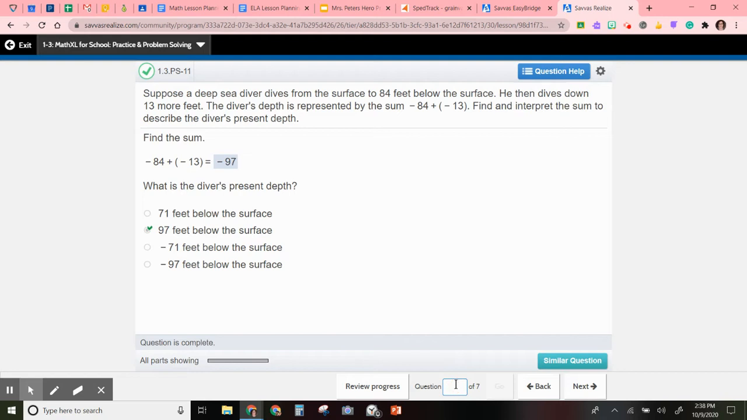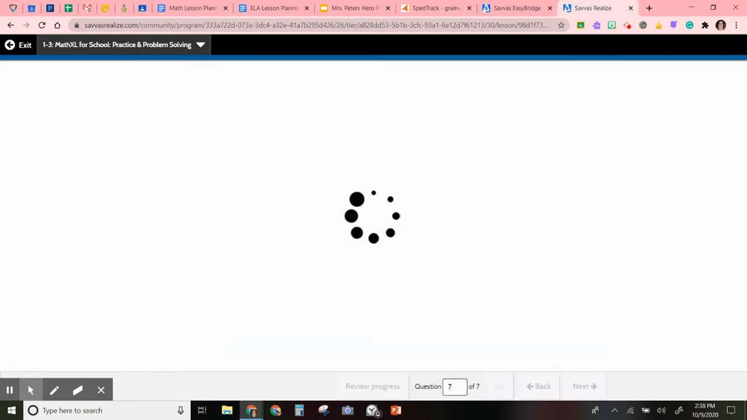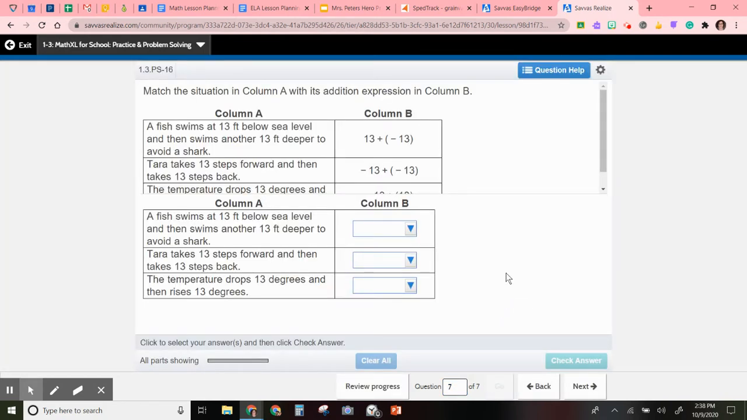One more problem here, folks. Okay, this looks worse than it is, okay? We're going to match the situation in column A with its addition expression in column B. So don't even look up here right now, okay? We're going to look down here at this one, okay?